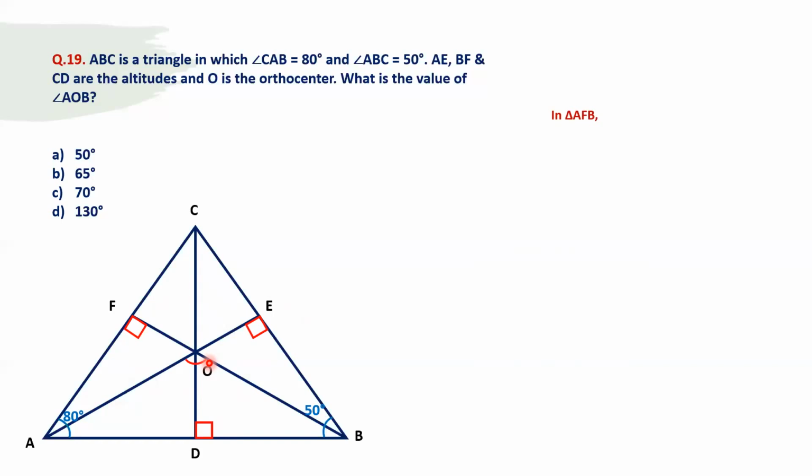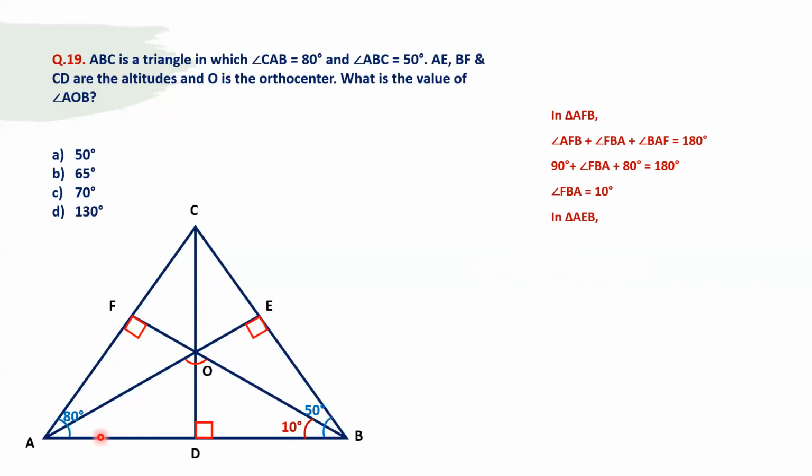In triangle AFB, this is 90 degrees and this is 80 degrees. Then how much will this angle be? Right? The sum of these would be equal to 180 degrees. So we can calculate the value of FBA, which is 10 degrees. So this is 80, this is 90. So this would be 10 degrees because the sum has to be 180 degrees. Similarly, in triangle AEB, this is 90 degrees, this is 50 degrees.